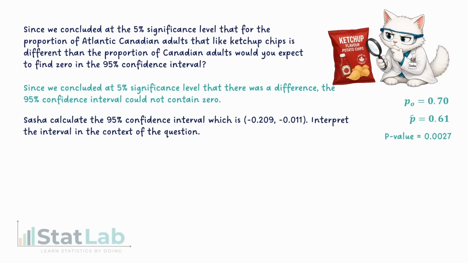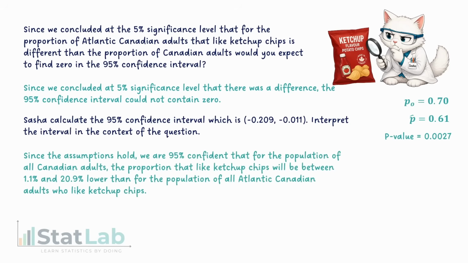Now, Sasha went ahead and she calculated the 95% confidence interval, which she found to be minus 0.209 to minus 0.11. Interpret the interval in the context of the question. So let's give the interpretation. Since the assumptions hold, we are 95% confident that for the population of all Canadian adults, the proportion that like ketchup chips will be between 1.1% and 20.9% lower than for the population of all Atlantic Canadian adults who like ketchup chips.